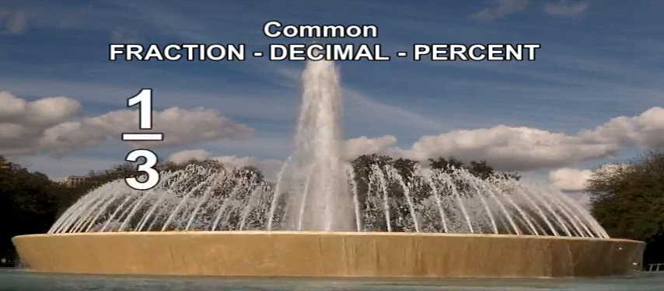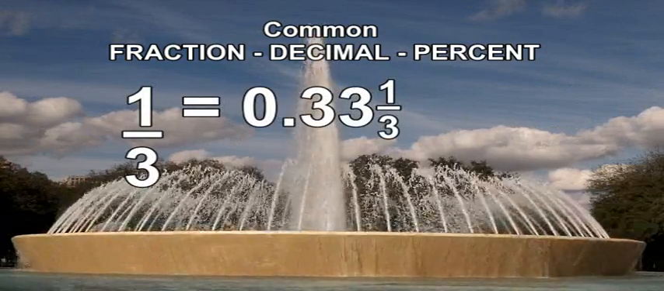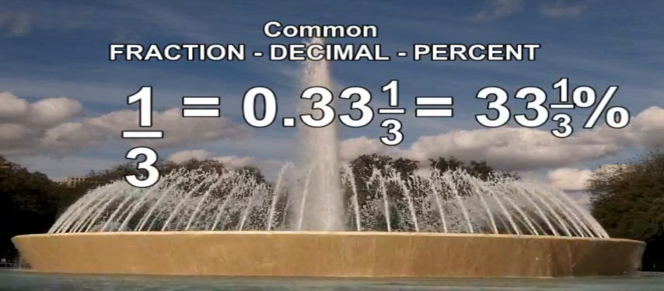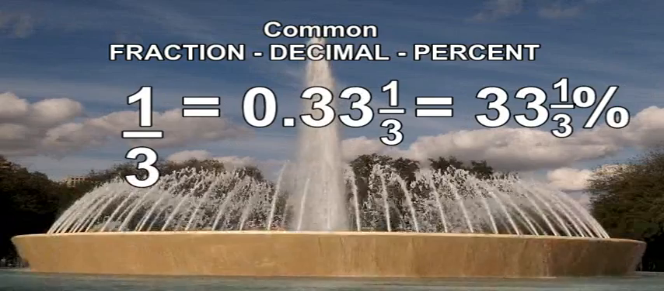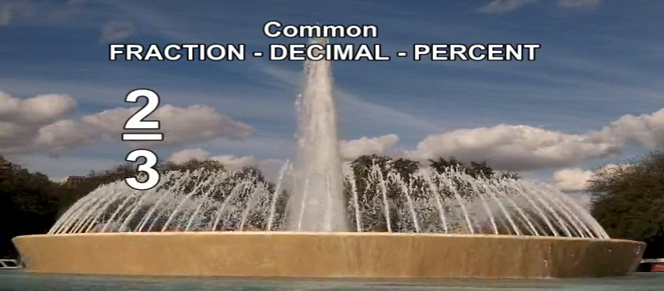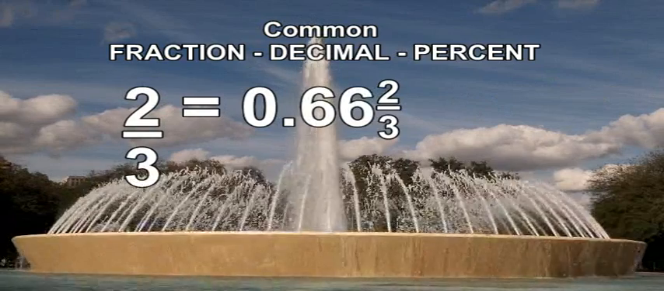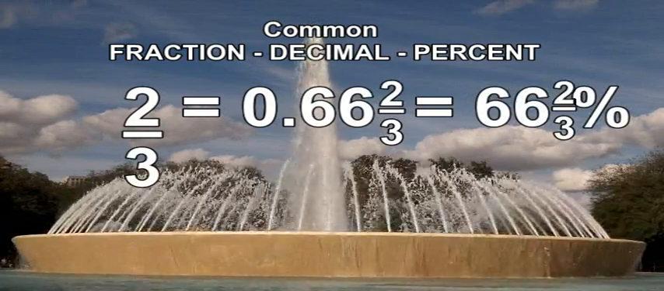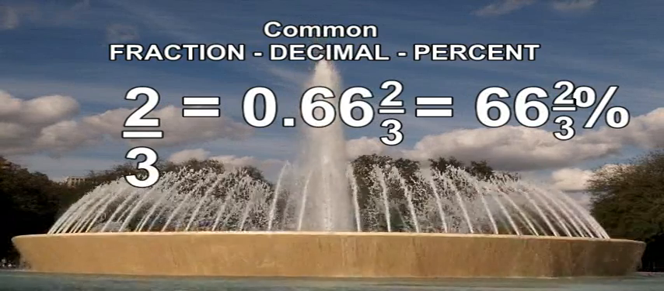Next up, we have the fraction 1/3. 1/3 as a decimal is 33 hundredths and 1/3. And if you change that to a percent, you get 33 1/3%. Next up, we have the fraction of 2/3. 2/3 is 66 hundredths and 2/3 as a decimal, and 66 2/3 as a percent.